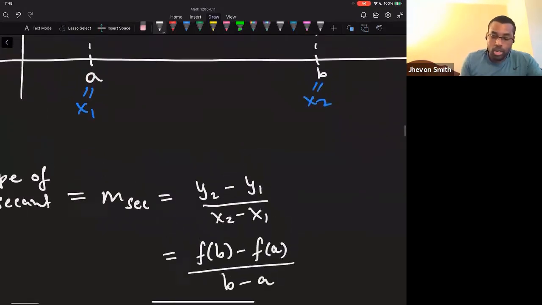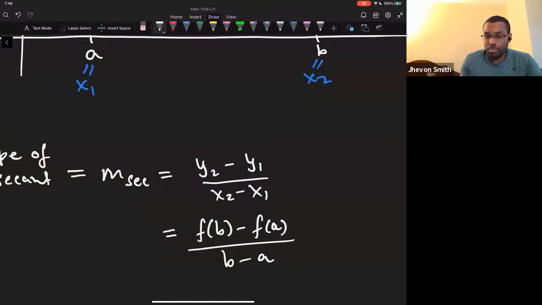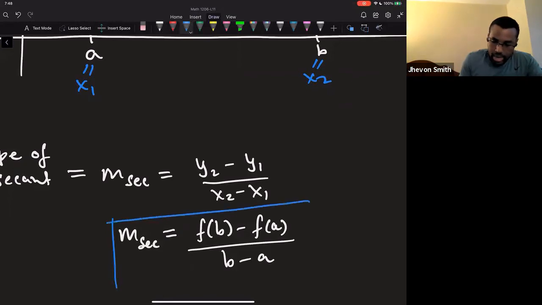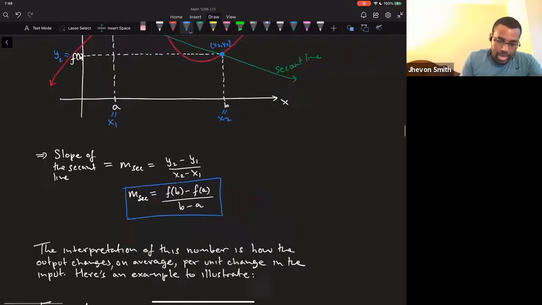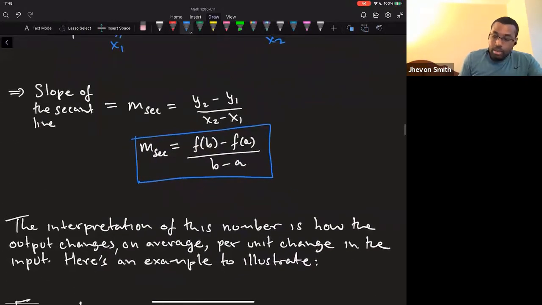Your x2 is b, your x1 is a. Not much to go about there. But yeah, that's the slope of the secant line. It turns out it can be interpreted as the average rate of change. In other words, how does the output of our function change on average per unit change in the input, right?